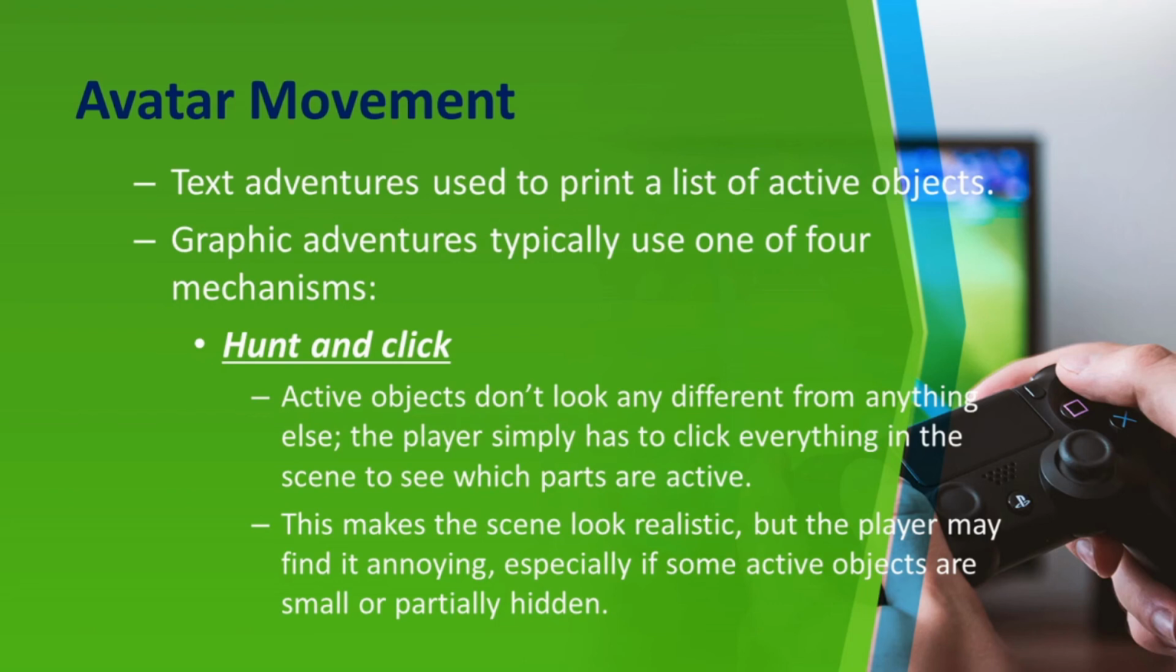The first one is hunt and click. Active objects don't look any different from anything else. So the player simply has to click everything in the scene to see which parts are active. If you click on the item and a menu pops up or the object zooms in, then that's an active object. This makes the scene look realistic, but the player may find it annoying, especially if some active objects are small or partially hidden, or if the environment shows you too many objects that you need to explore.